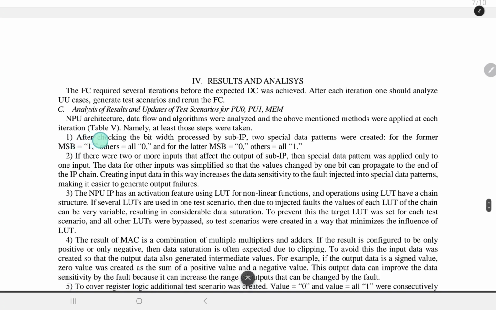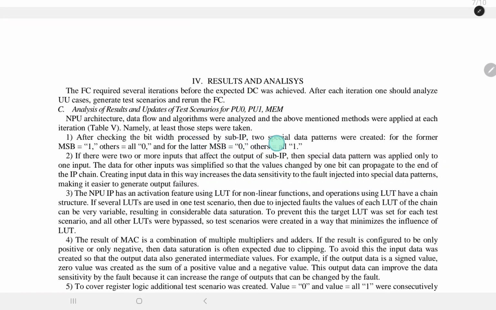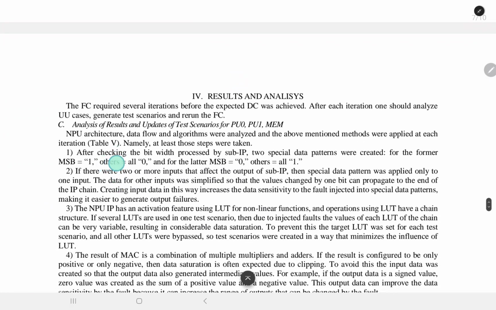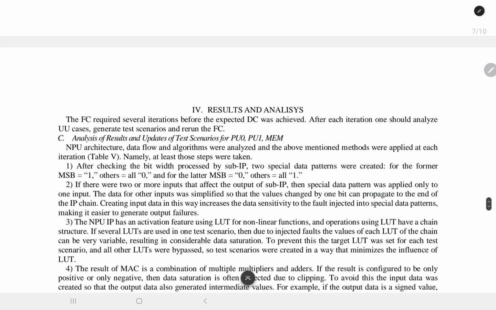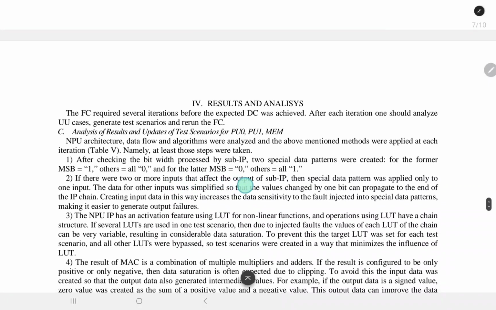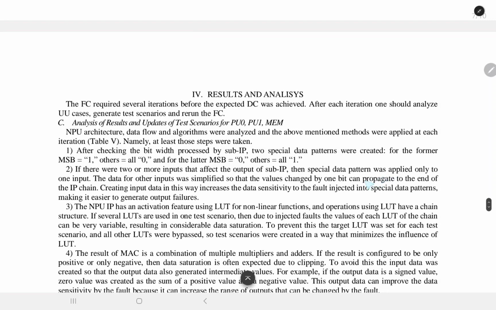First, step 1. After checking the bit proposed by the sub-IP, special data patterns were created for the customer's MSB 1 and the others 0, and for the other, MSB 0 and others 1. Second, step 2. If there were 2 or more inputs for the affected output of the sub-IP, then the special data pattern was applied to only one input. The data for the others was simplified so that the value changed by one bit can propagate to the end of the IP. Creating the input data in this way increased the sensitivity to the fault injected into special data patterns, making it easier to generate output failures.